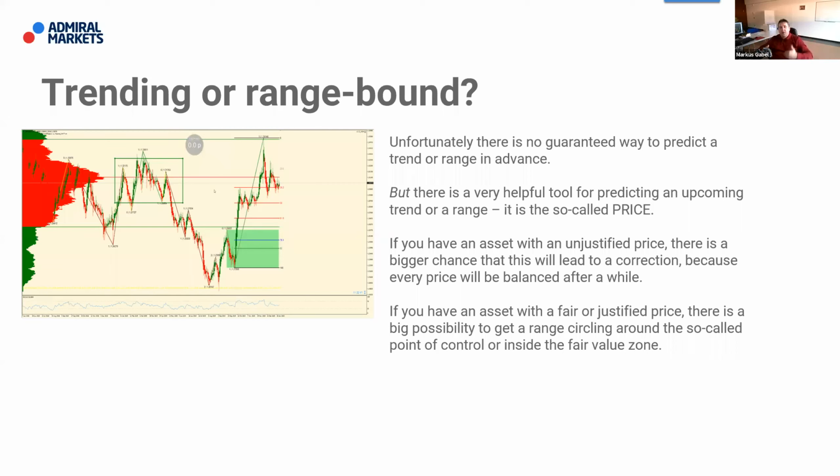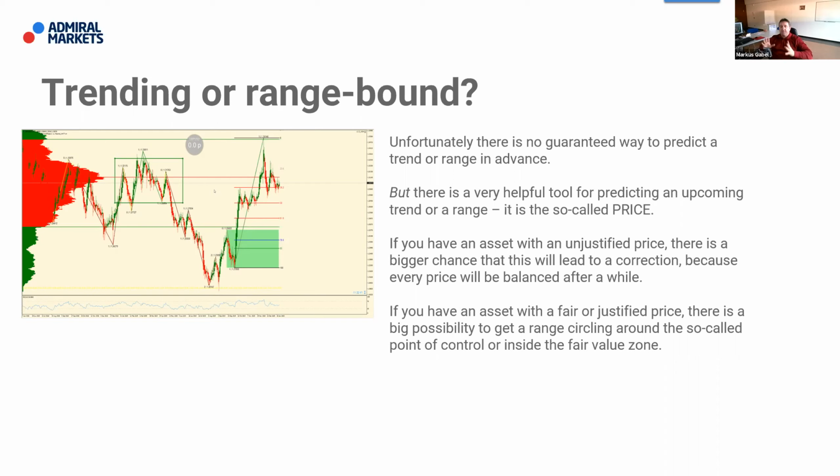And the deeper you are in the green zone, the farther you are from the fair price, and the bigger the chance that the price will go back to this point, to this special balance price. And the farther you are away from that, the more chance there is that the price will go up by a trend. So most of the time, in the unjustified price zone, you can see a trend occur and not a range.